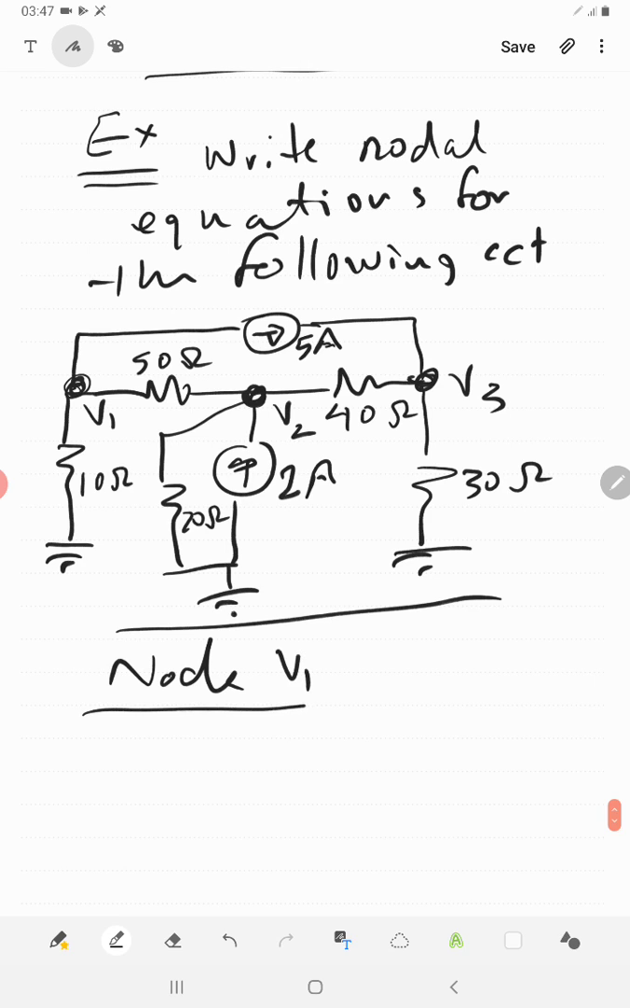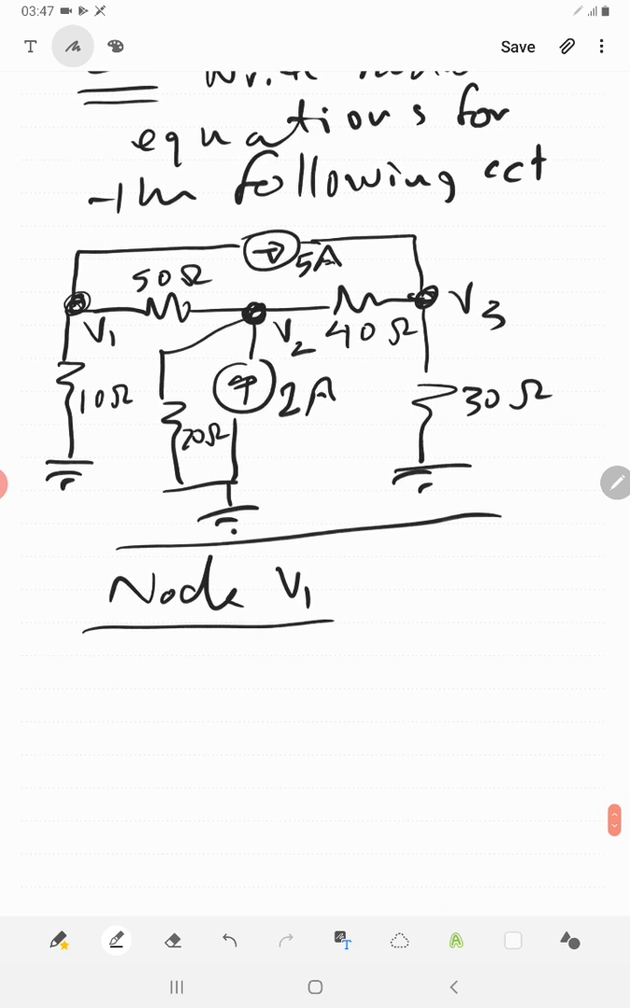Now, let's write the nodal equations. Node V1. How many resistors we have in node V1? We have only the 50 and 10. So we say 1 over 50 plus 1 over 10 times V1. Okay? Now it's connected to V2 through 50, so we say minus 1 over 50 V2. Is it connected to V3? Through a resistor? No, we don't have any resistor, which means we have an infinite resistor. So we say minus 0 V3.